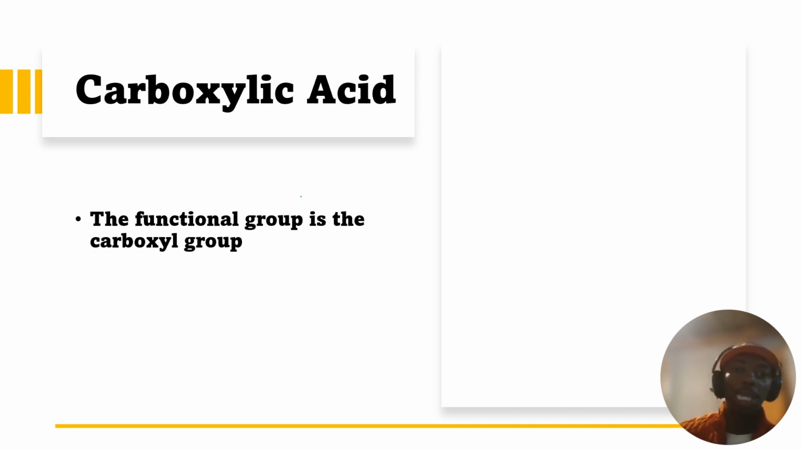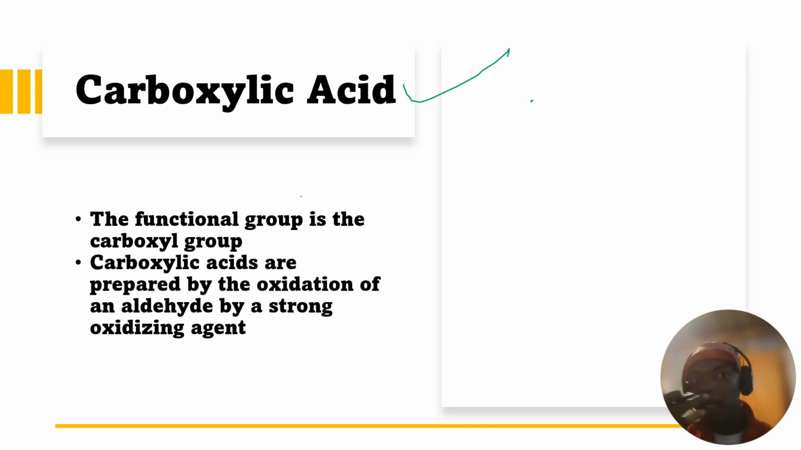And then we're dealing with carboxylic acids, guys. We're dealing with carboxylic acids, right? So yeah, we are almost done with it. We are almost at the end of our content. So it says the functional group is the carboxyl group, right? And then it says carboxylic acids are prepared by oxidation of an aldehyde by a strong oxidizing agent, basically, right? Carboxylic acids. Let me make an example. It's 1, 2, 3.